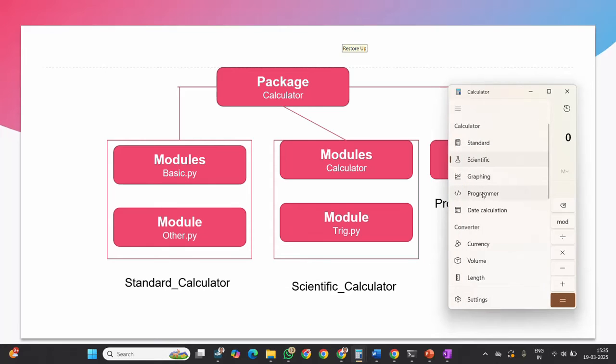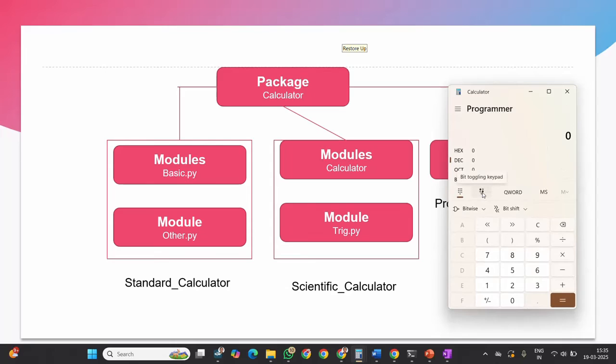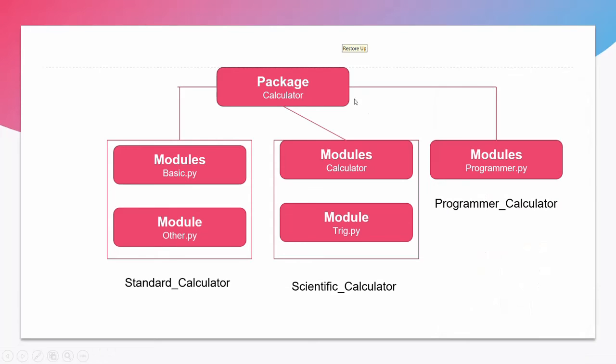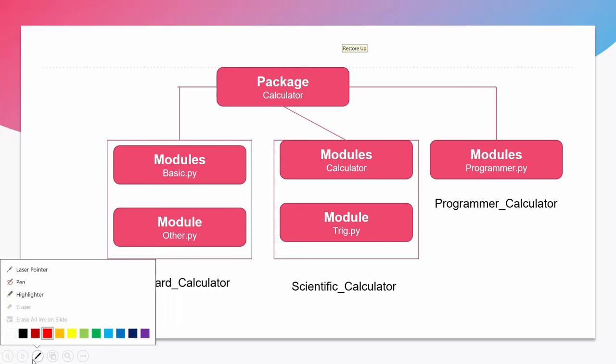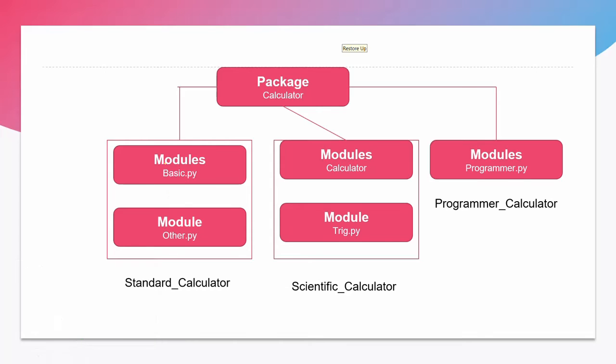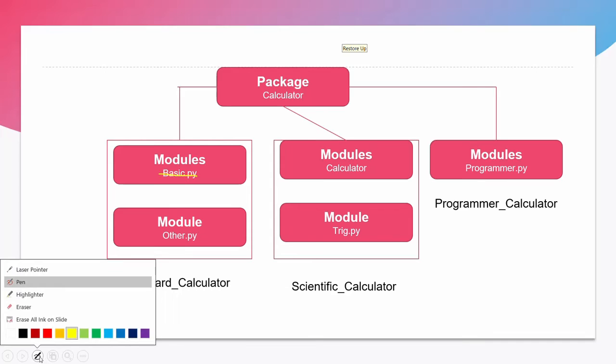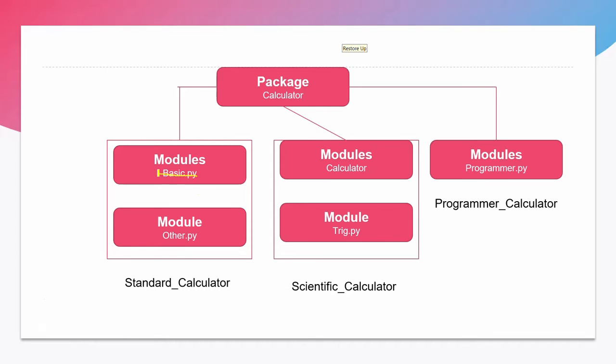And we have one thing called a programmer calculator. So these are the different kinds of operations that we can perform in a calculator. Having that in mind, I'm creating my own package called calculator. This package is going to have multiple modules, like a basic calculator module. It may have one called basic.py. This basic.py is a module, right?